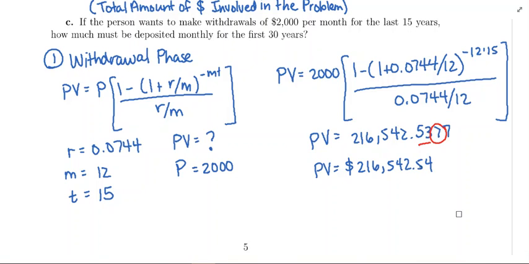Would this even make sense as a final answer? No. Because the question is, how much does the person have to deposit every single month for the first 30 years so that they may, during retirement, take out $2,000 a month from their account? The person more than likely cannot afford to deposit $216,542.54 every month into their retirement account. If they could, they probably would already be retired.